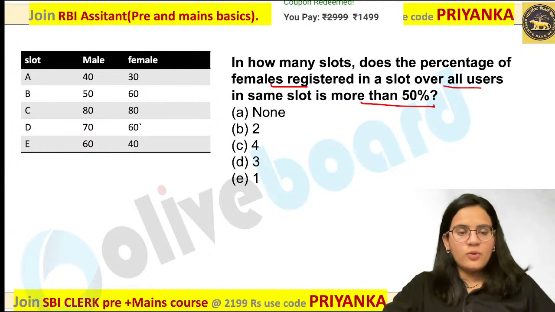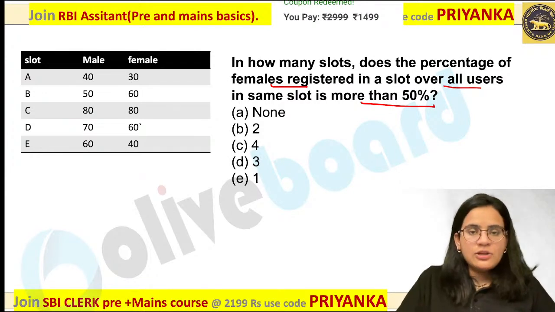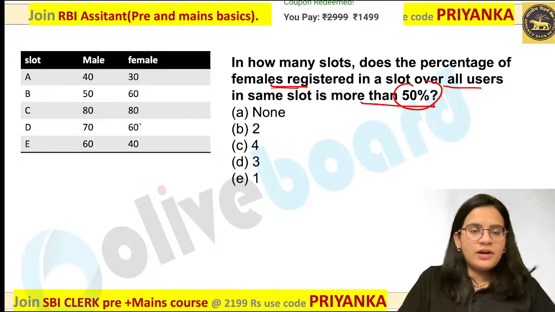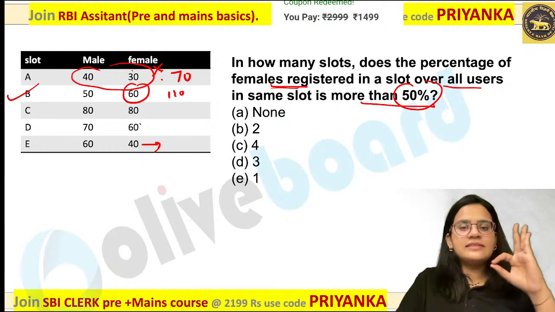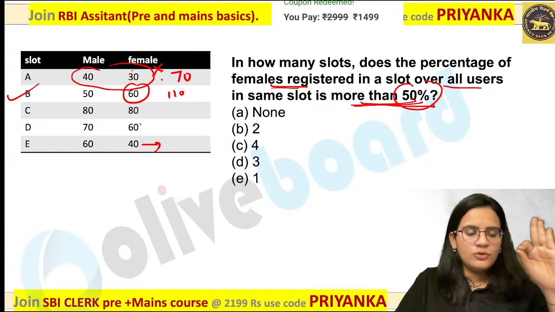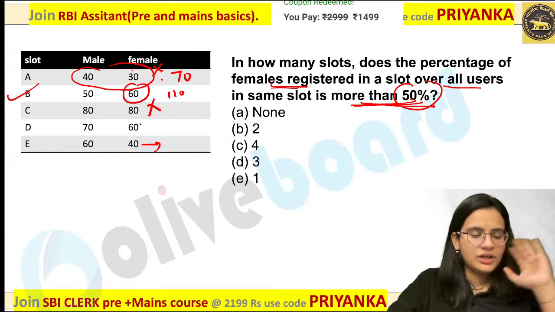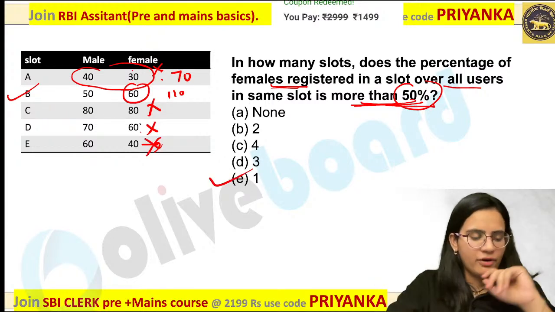Let me tell you the short trick over here. For this question, what they are telling you, yes, all of you can pay attention now. In how many slots is the percentage of female more than 50%? What is the meaning of this? When you are adding, it should be more than half. For example, this is 70, half would be 35, it is not more. If you are adding this 110, it is more than 55, so B would be the slot. If you are adding both of the values, they are saying more than 50%. Equal to 50% is not allowed, so this won't be counted. Very important point. Similarly, here also it won't be more, here also it won't be more, so 1 would be the perfect answer.